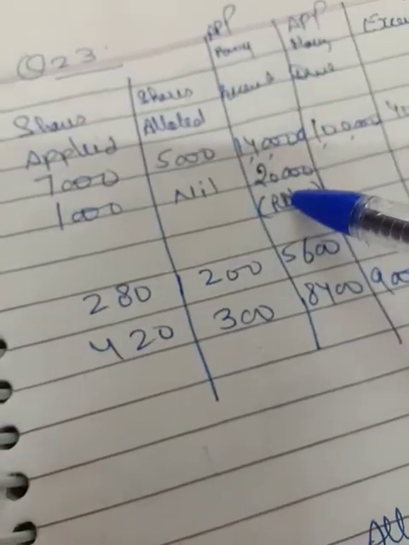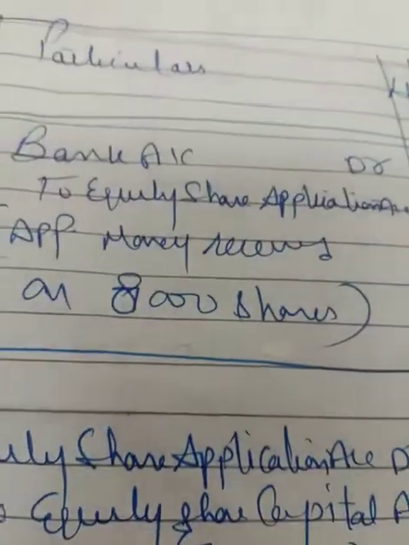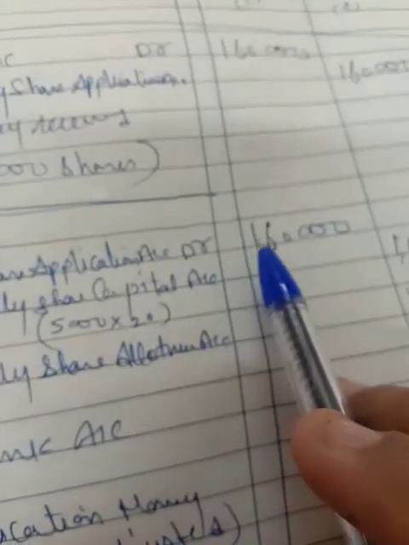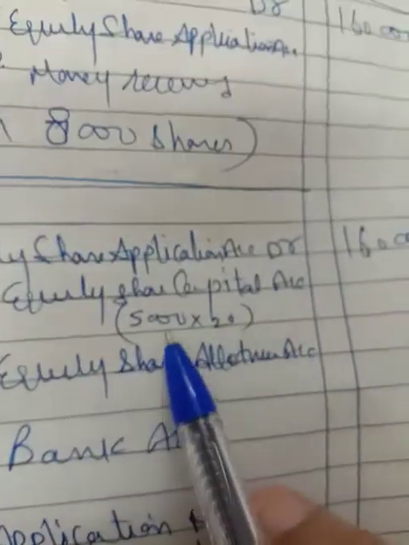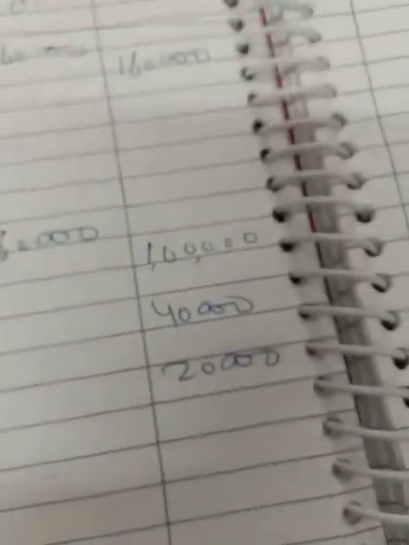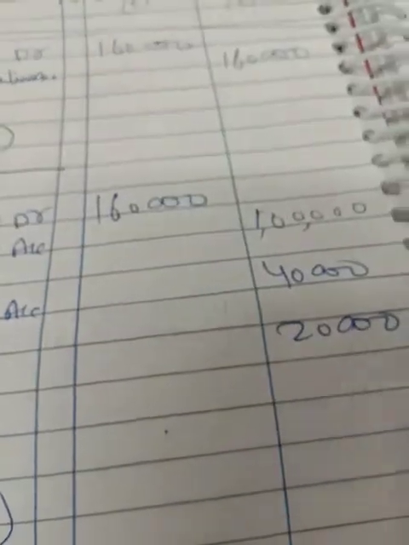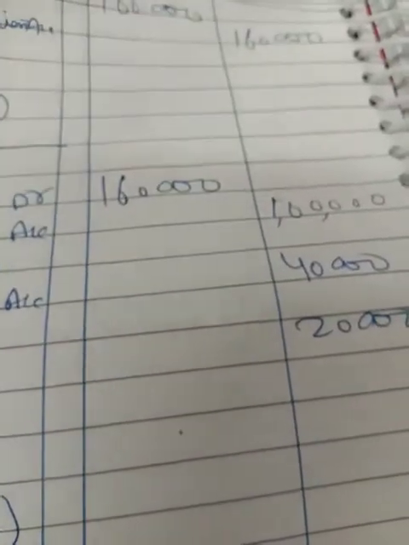1,40,000 plus 20, that is 1,60,000. For 7,000 shares I got the application money from the company, basically on 8,000 shares, and 1,000 has been rejected. So after adjusting this amount: equity share application account debit 1,60,000 to equity share capital account, that is 5,000 shares into 20, 1 lakh, and then equity share allotment account, adjusted amount is 40,000, as you know. To bank account 20,000 has been paid back because 1,000 shares have been rejected. So this is the adjustment of application money due and adjusted.